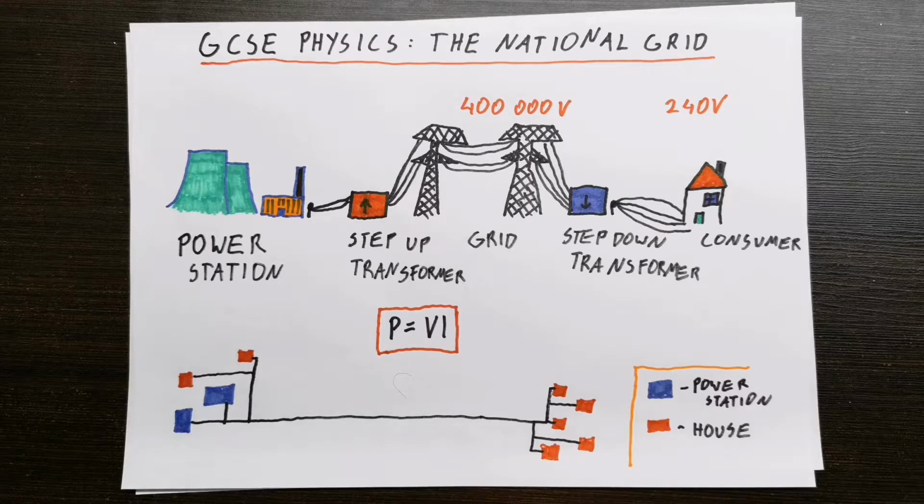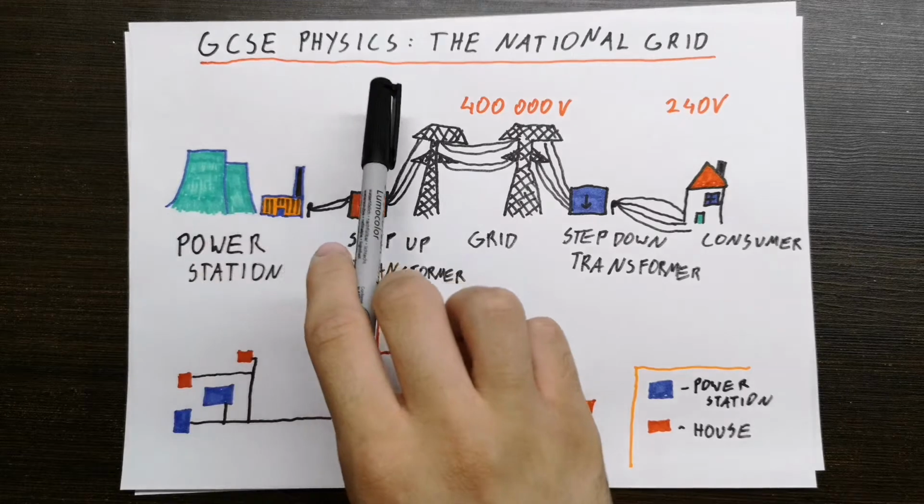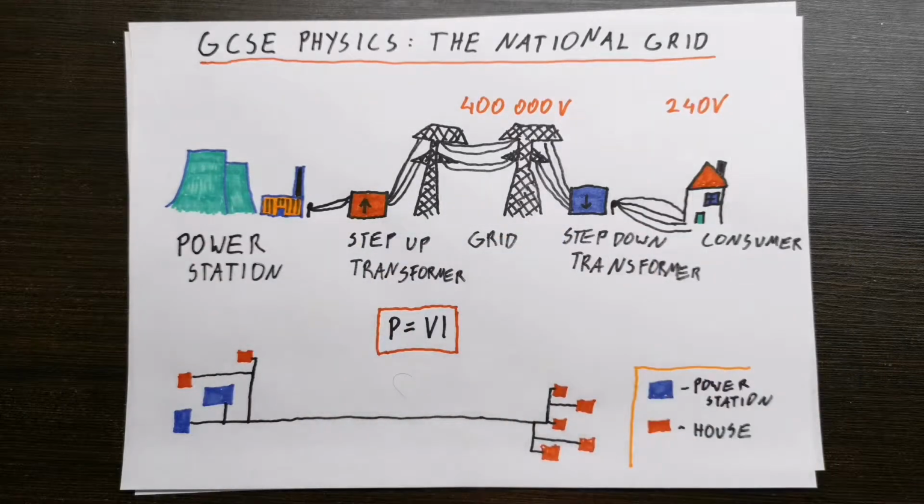Today we'll be looking at GCSE Physics, the National Grid. We're gonna take a break from the hardcore electricity stuff, and I thought today we're gonna do a bit more relaxing lesson on the National Grid. It's an interesting topic because National Grid is one of the very important inventions that's often looked over.